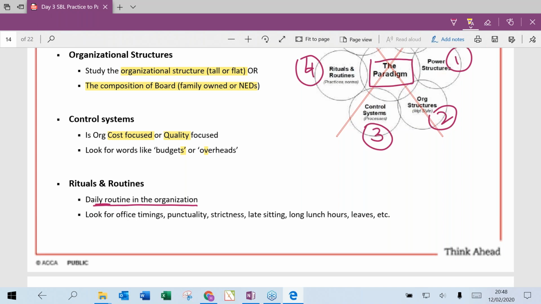And what do I mean by daily routines? These are the keywords: office timings, punctuality, strictness, late sitting.